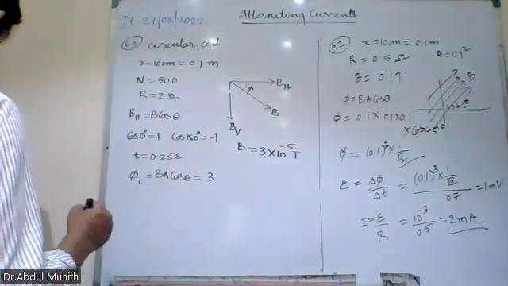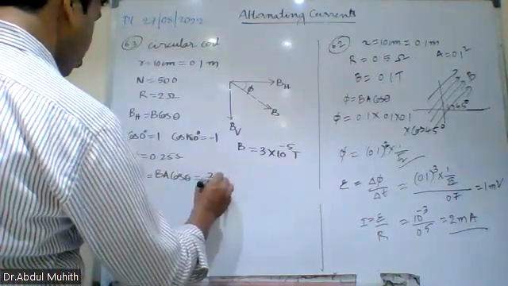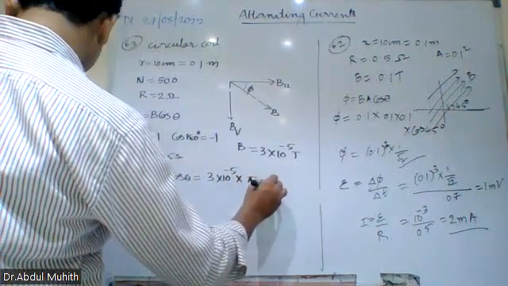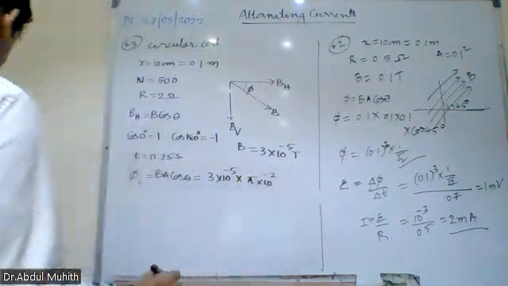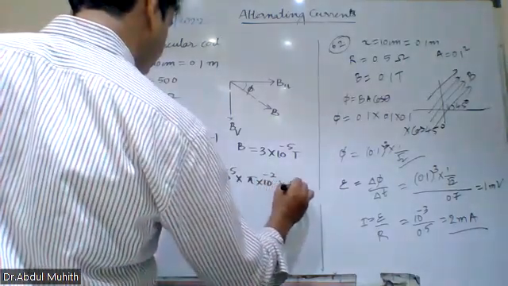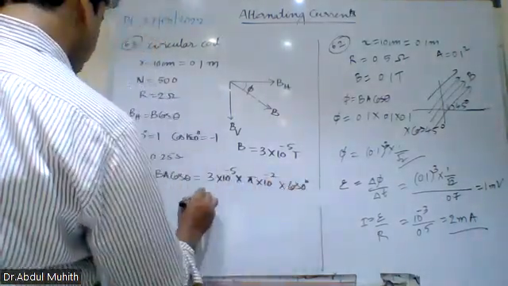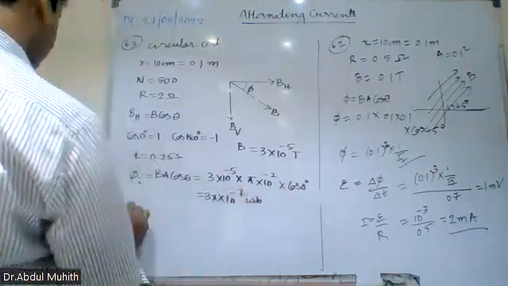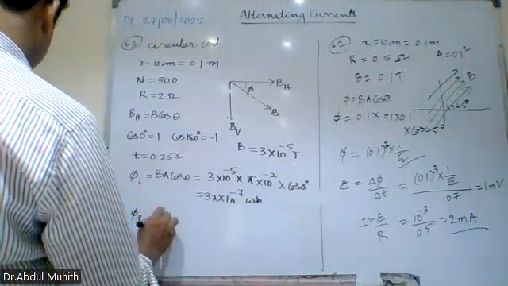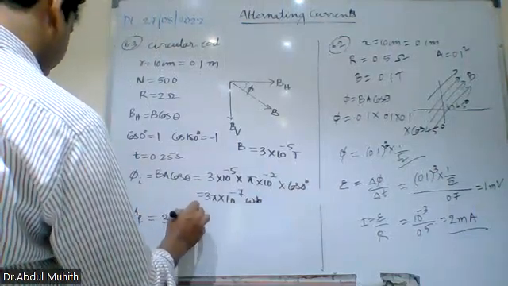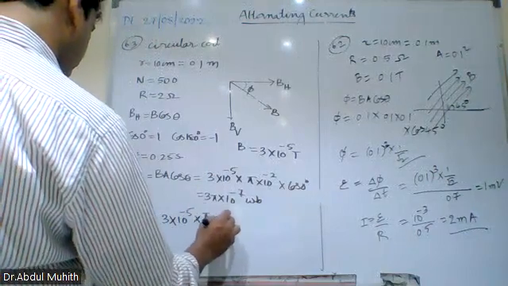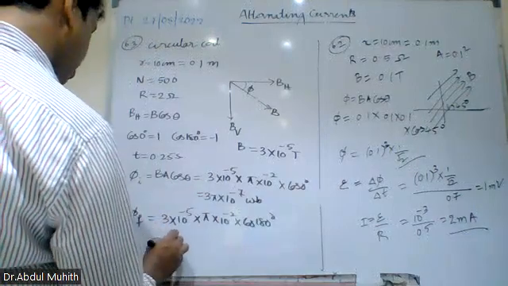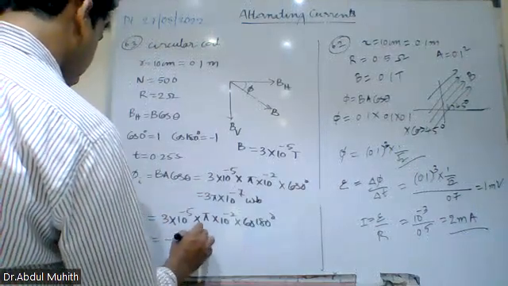Now, so it will become how much? 3 into 10 to the power of minus 5. Area is how much? Pi r square, 10 to the power of minus 2, into cos 0. Okay. So it is equal to 3 pi into 10 to the power of minus 7 Weber. Similarly, final flux is equal to how much? 3 into 10 to the power of minus 5, area is pi r square, then cos 180 degrees, then it is equal to minus 3 pi into 10 to the power of minus 7 Weber.